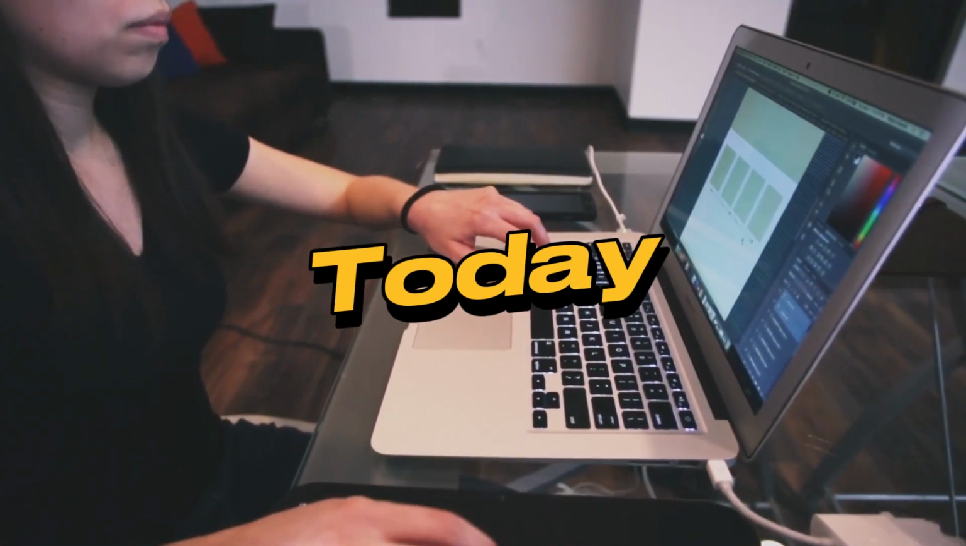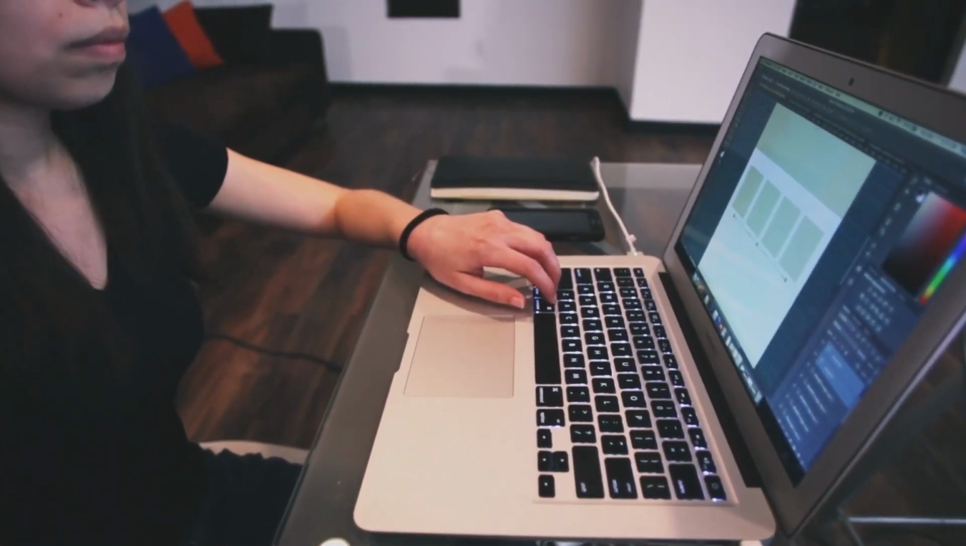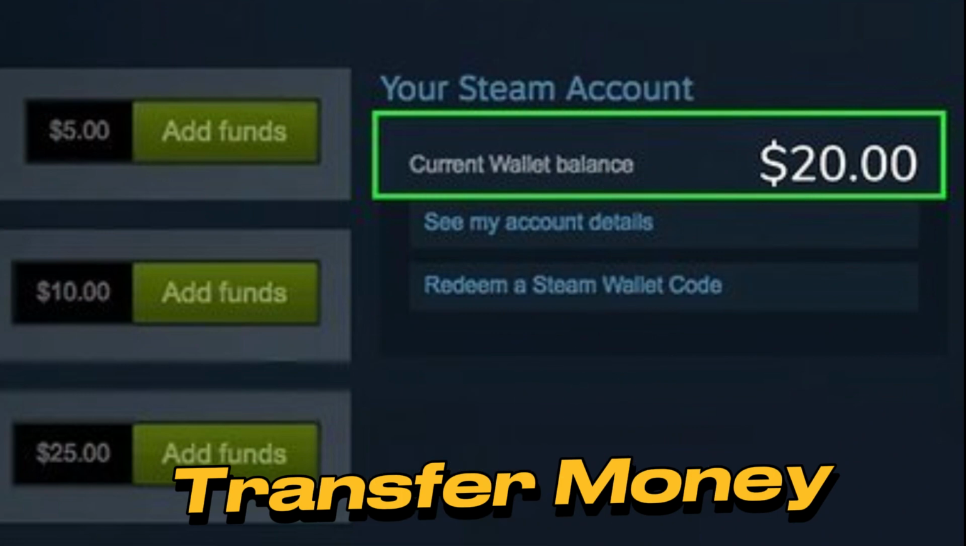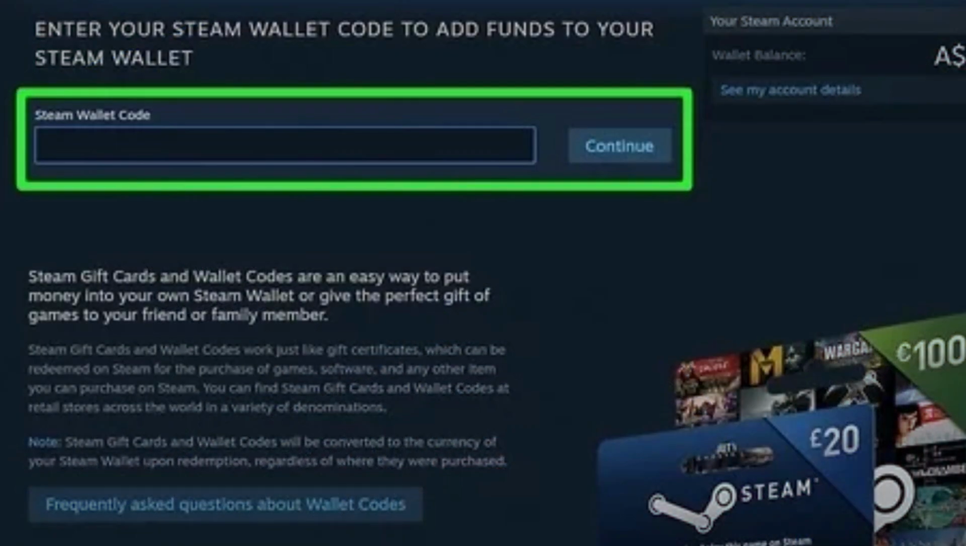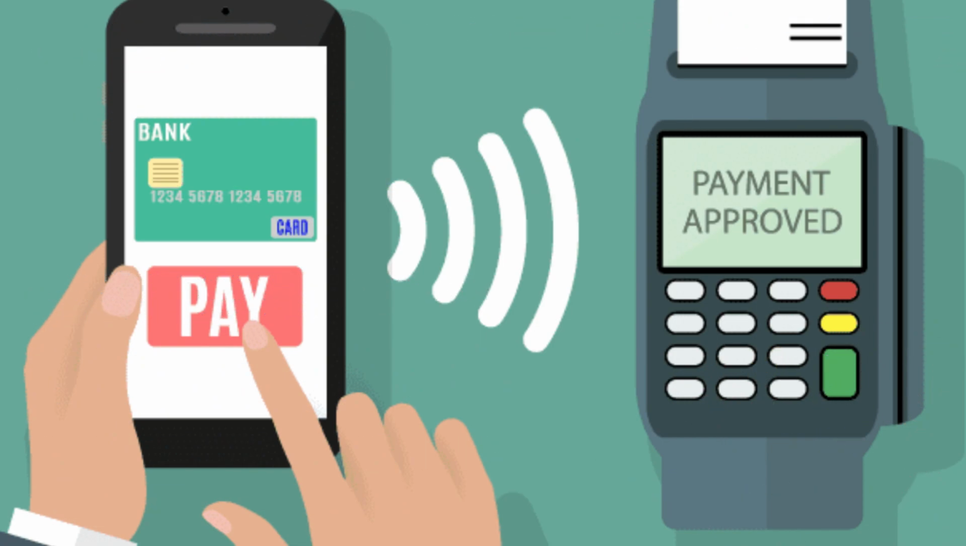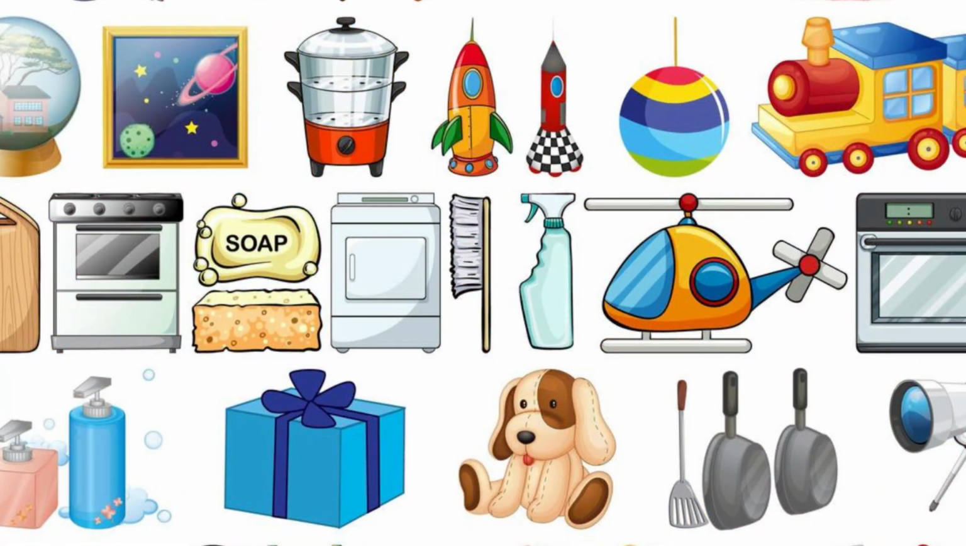Today, we're diving into the topic of how to transfer money from your Steam wallet to your bank account. First things first, let's understand how your Steam wallet works. It's like a virtual wallet where you store funds to buy games, items, or other content on Steam.